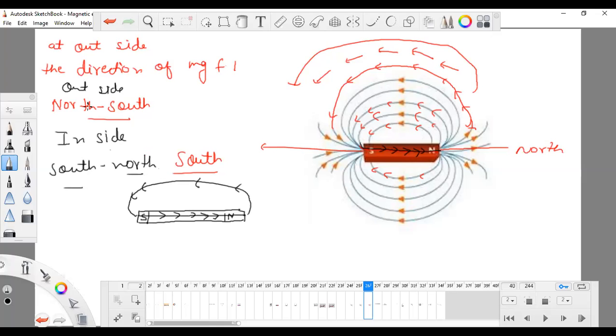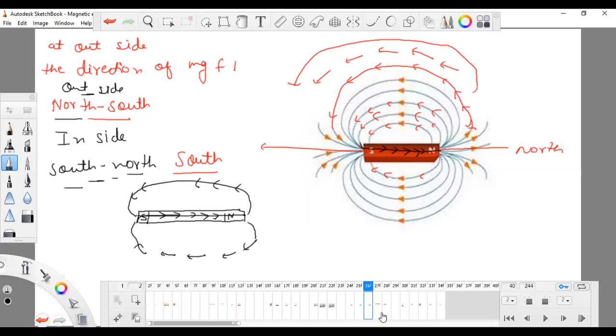So outside, the direction of magnetic field lines is north to south. You can also draw this by using the compass, as we studied. The direction outside is north to south, but inside the direction is south to north. Again, if I want to complete this, I will do this. So inside it is south to north.